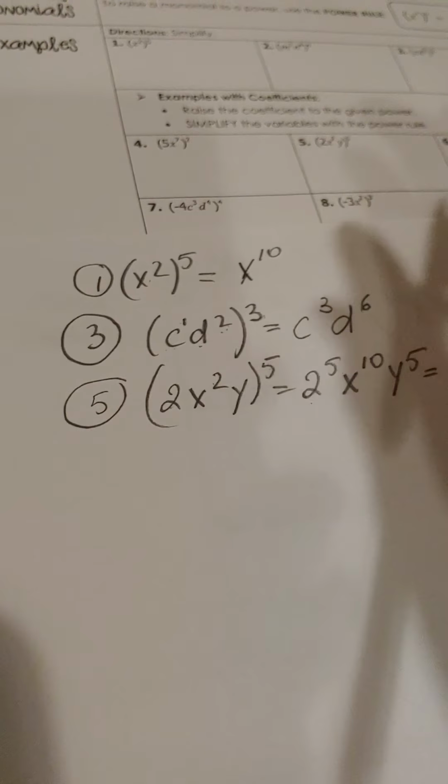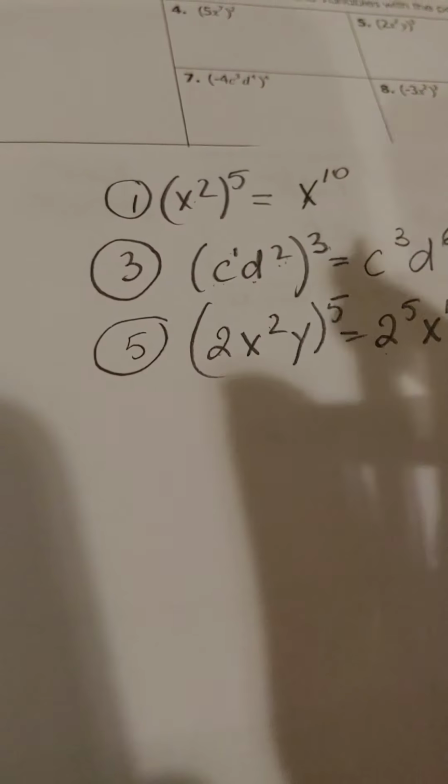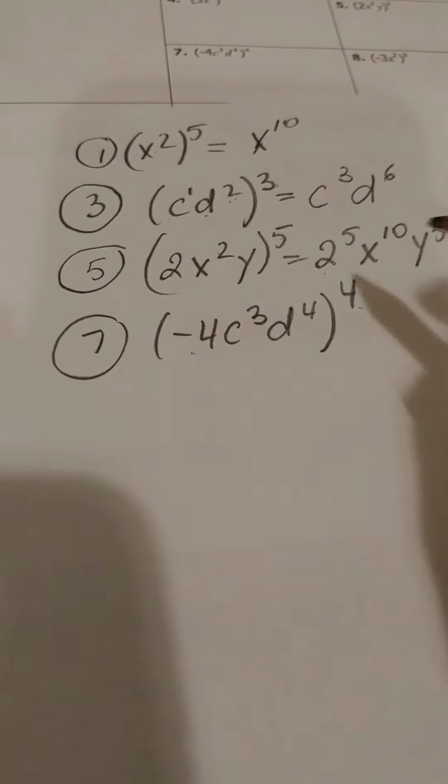Okay. I will continue with number 7. Let me just change. All right, so number 7, that's how it looks like. Negative 4c to the 3rd power, d to the 4th power, and everything raised to the 4th power. Okay, so negative 4 needs to be raised to the 4th power.